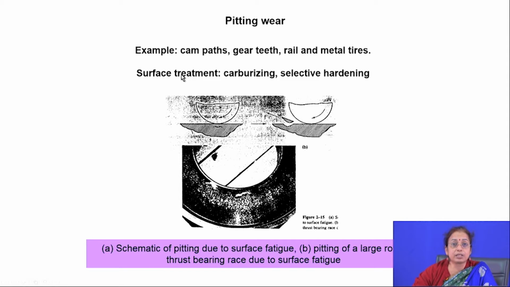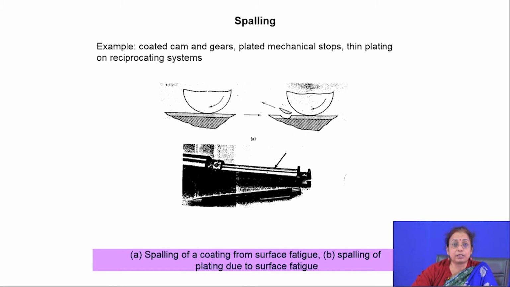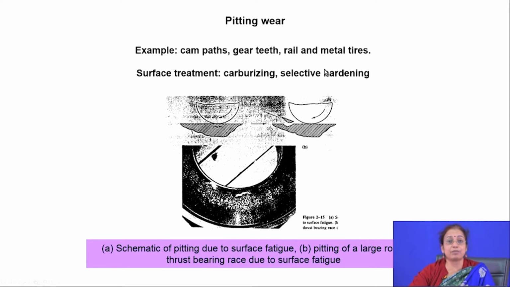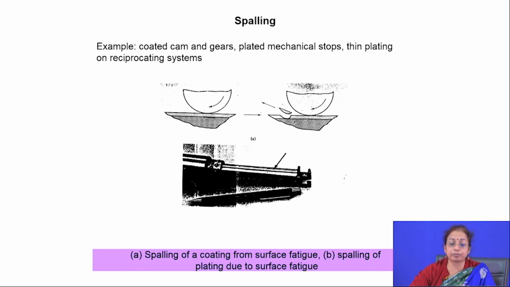Typical surface treatments are carburizing and selective hardening. If you are interested in combating fatigue wear, any kind of fatigue wear, you have to be careful about toughness as well in addition to hardness. So, carburizing operation, then hardening, and then you have to go for tempering. Selective hardening, and if necessary tempering. These are the treatments you have to follow in order to improve the service life of the component under the action of pitting wear.